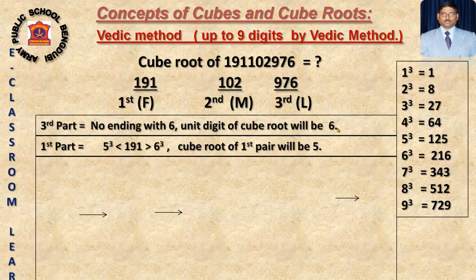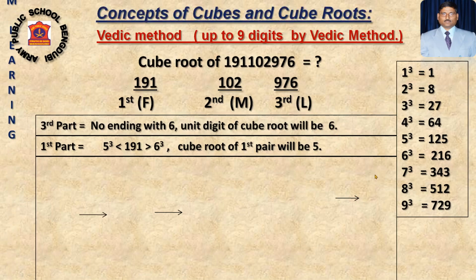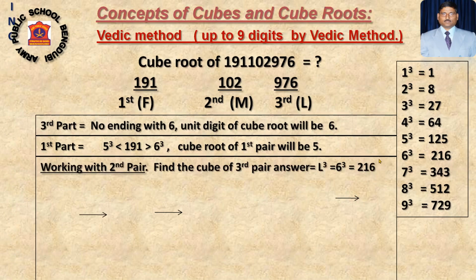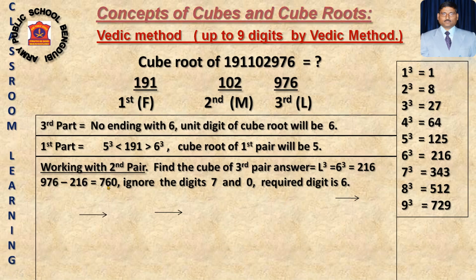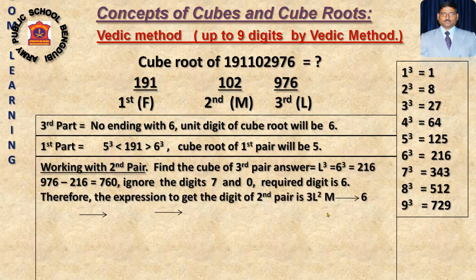Now you have to find out the middle part. What to do? First you have to find out the L cube. What is the last part? 6. The cube of 6 is 216. Now this 216 you subtract from 976. What is the answer? 760. Forget the 0 and 7. Only you have to consider the digit 6. The required digit is 6. Now what is the formula? 3 L square M, 3 into last digit square into M, should be equal to the digit 6.